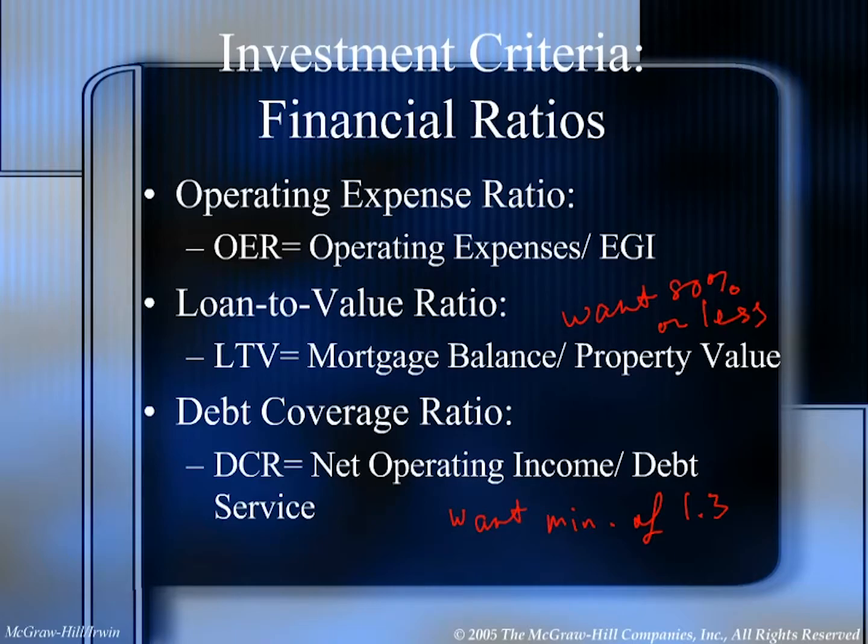Other financial ratios, the operating expense ratio, so the operating expenses to the effective gross income. The loan to value ratio, again, usually we want 80% or less. 80% to 75% is good in most large investment properties. The debt coverage ratio, net operating income divided by the debt service, and usually it's a minimum of 1.2, 1.3.